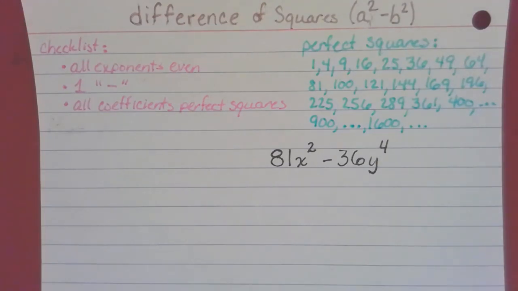I need to have one minus sign, so one negative. And I have the negative in between. If it's not in between, I do want to move the terms so that it would be in between the two terms. And then all my coefficients are perfect squares. And we have the reminder of all our perfect squares.